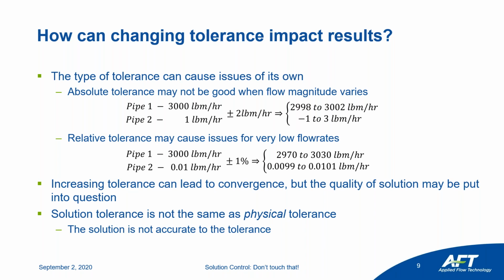So while it can run anywhere between the two, you want to make sure the system you're designing isn't relying on that physical tolerance and is instead relying on a calculated tolerance. So the solution is not accurate to that tolerance. It won't be within that 100 gallon per minute, but based on your boundary conditions, based on how you're modeling it, it should work out.